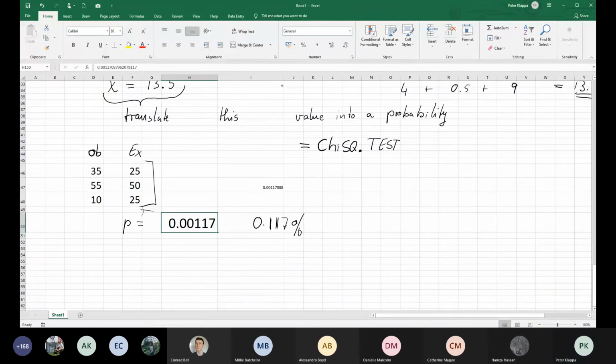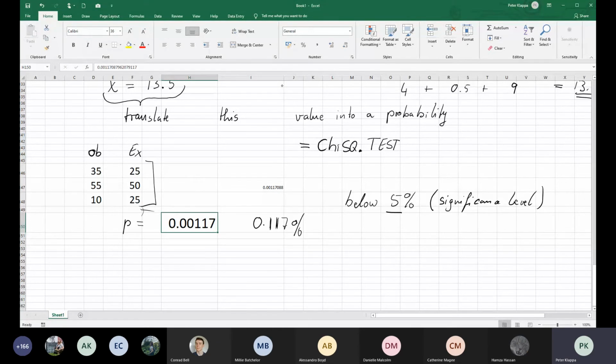And if we say anything below 5%, that is what we would use for a 95% confidence interval. Anything below 5%, that is our significance level, we know if p is low, that is the chi-squared value.